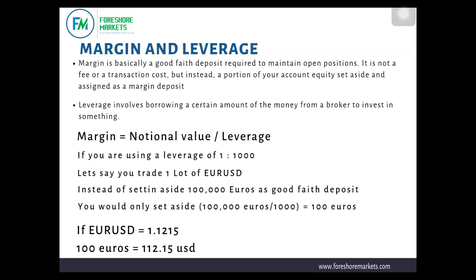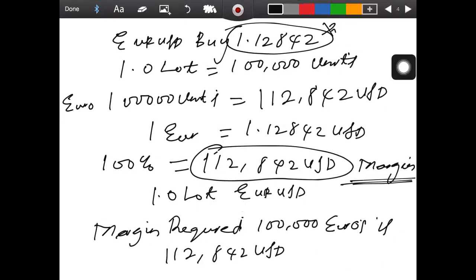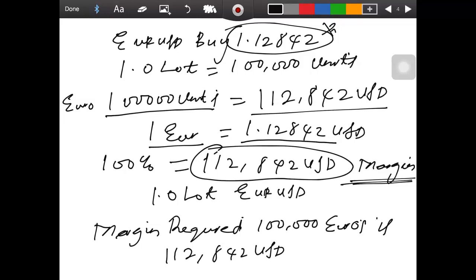Let's leave this for now. Let me give you a layman's definition of margin. Margin simply means the worth of what you are buying. For you to buy 1 euro, you need $1.12842. So the margin required for you to buy 1 euro is $1.12842. That is just the worth of 1 euro.